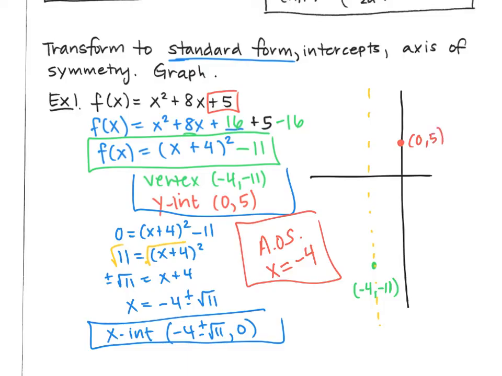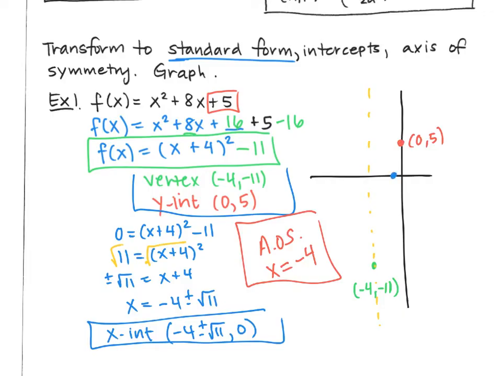Okay, now the x-intercepts, I have two. One is -4 plus square root 11 and one is -4 minus square root 11. Now square root of 11 has got to be 3 point something because it's a little bit bigger than square root of 9. So -4 plus square root of 11 is really -4 plus 3 point something. So if I do -4 plus 3 point something, I get -0 point something. So this is somewhere around here.